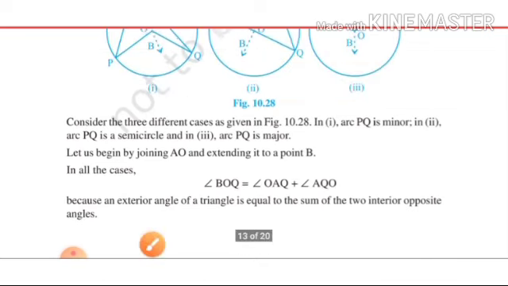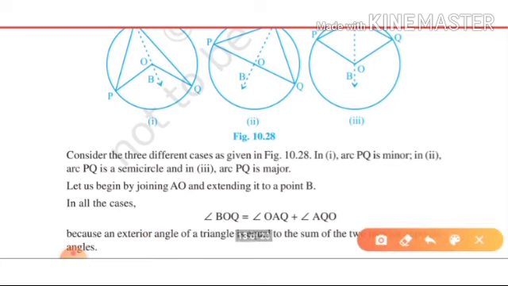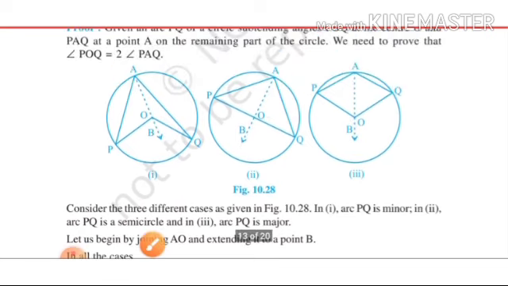AQO. Whatever the case, every time if you take this BOQ, this is always equal to OAQ plus AQO. That means it is an exterior angle.